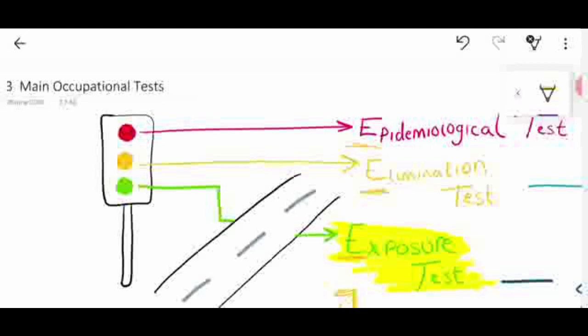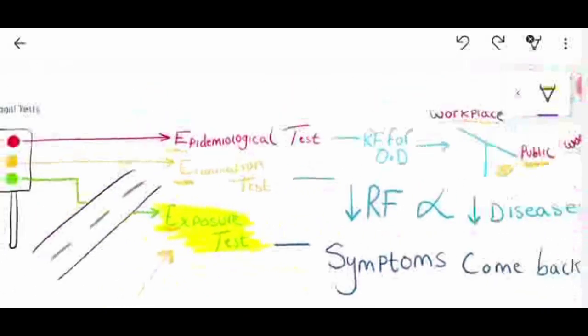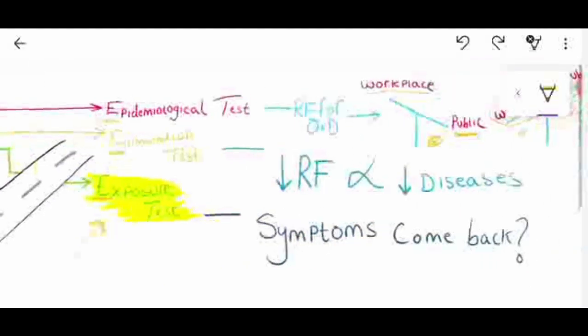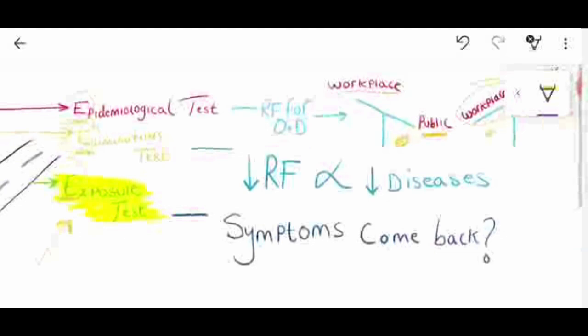And speaking of pedals, I've drawn this very nice traffic light, and this traffic light should help you memorize the occupational tests. What's an occupational test, you say? Well, let me tell you, it's a test used to identify if someone has an occupational disease. Simple, right? 3 tests all begin with E, E, E. 3 E's.